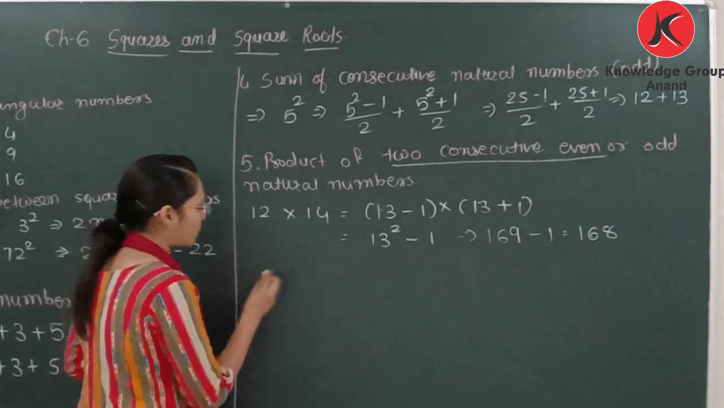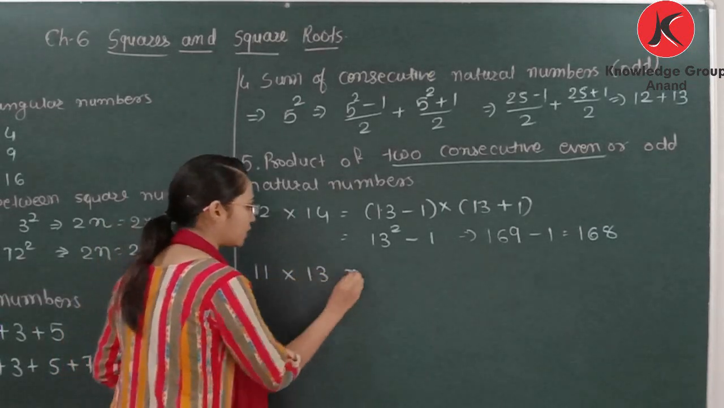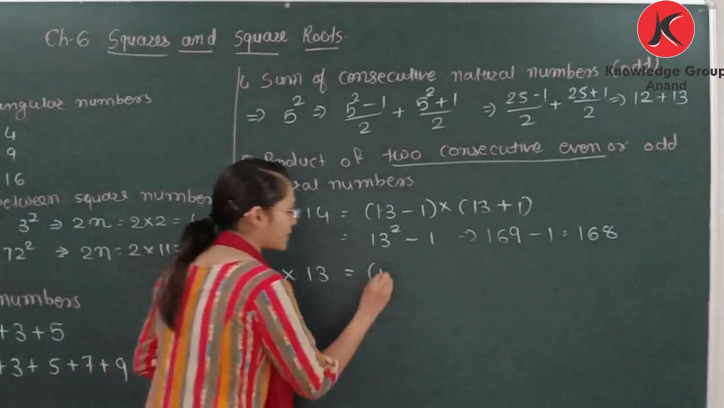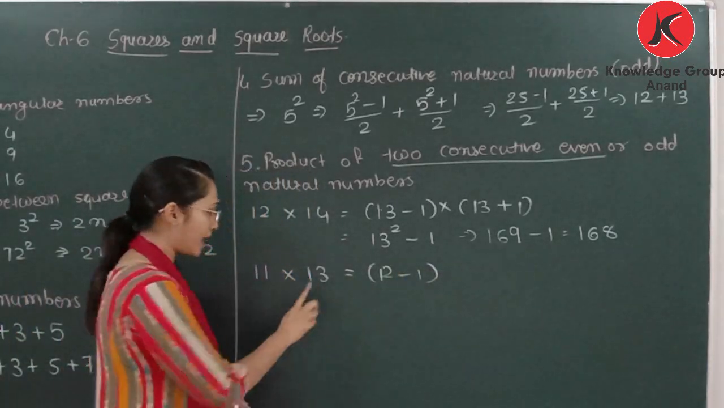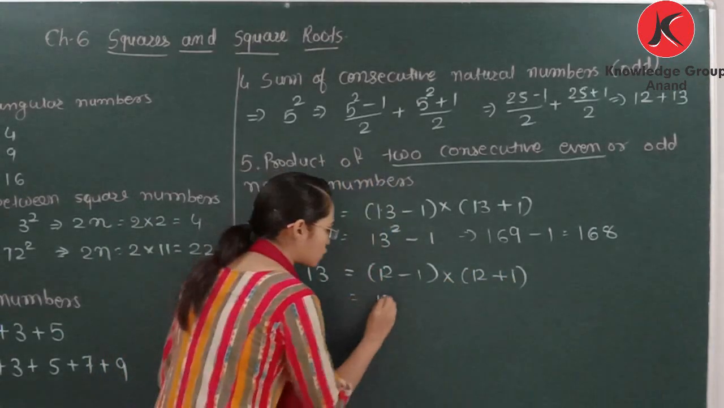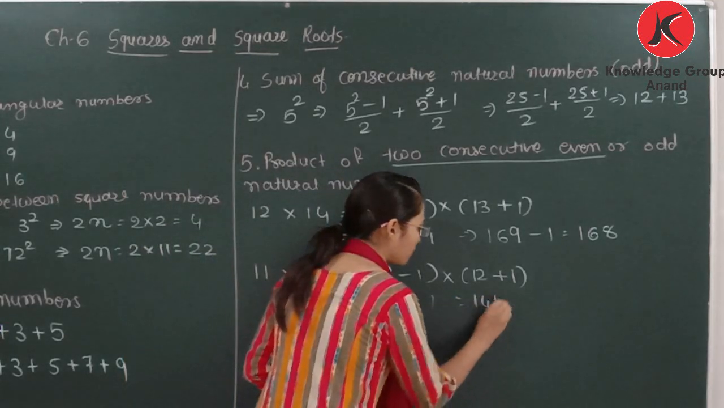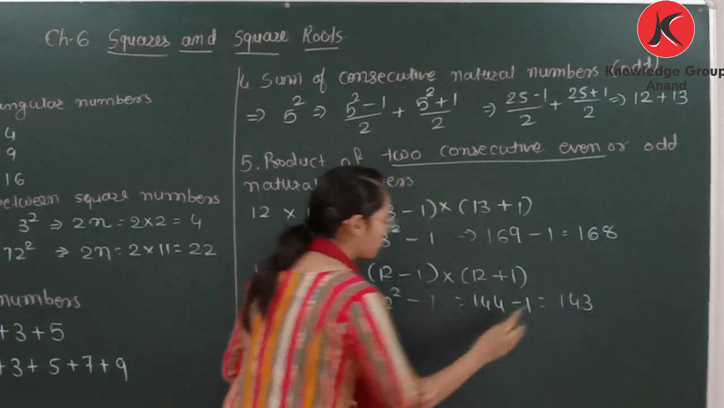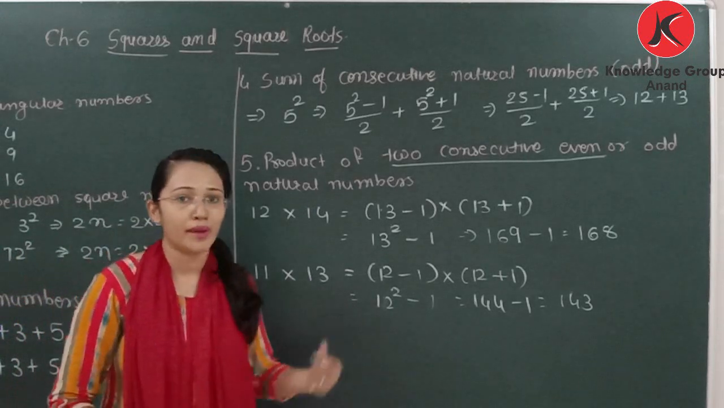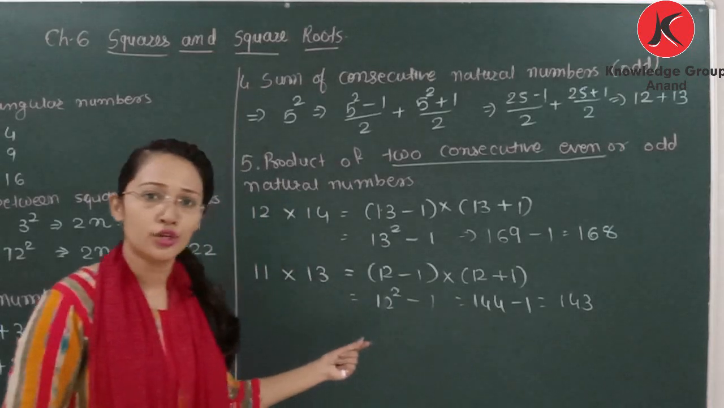Now, let's take one more example, that is 11 multiplied by 13. These are consecutive odd numbers. So 11 can be represented as 12 minus 1 and 13 can be represented as 12 plus 1. So we can write it as 12 square minus 1. 12 square is 144, minus 1, that is 143. So if you multiply 11 with 13, you will get 143. Now it will be easy to multiply any consecutive even numbers or any consecutive odd numbers using this rule.